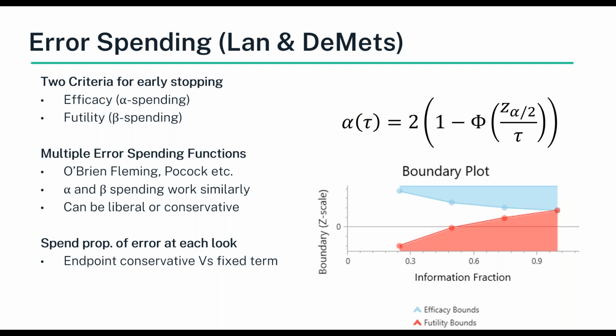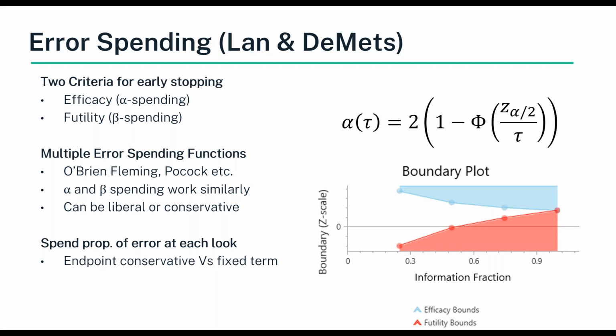So the way in which this error can be spent can be done in multiple different ways. So there are multiple different spending functions that can be used to do this, with O'Brien-Fleming and Pocock being two of the more famous examples, but there are many others. And indeed, the formula shown on the top right here is just the O'Brien-Fleming alpha spending function.